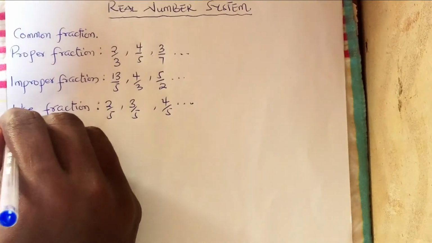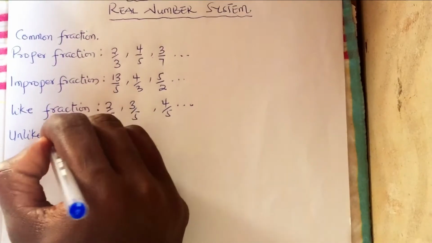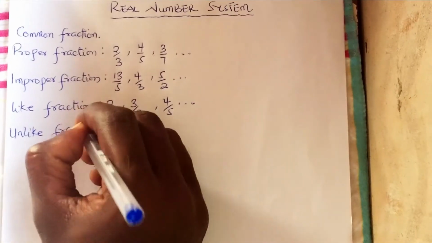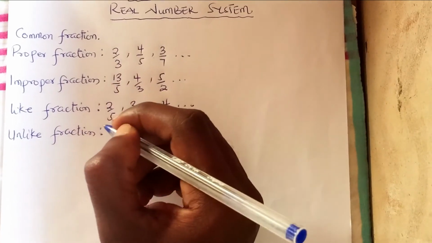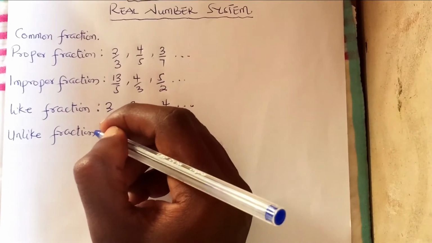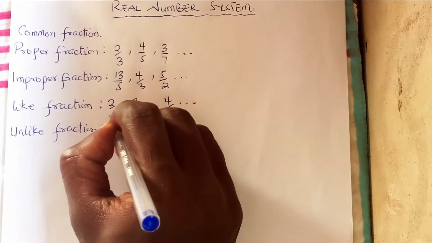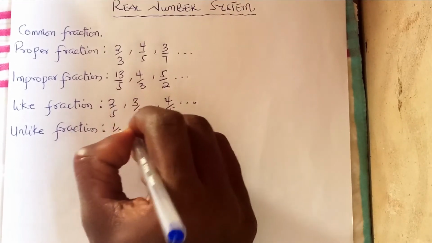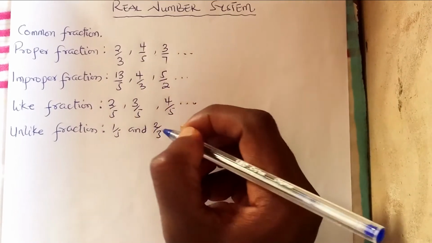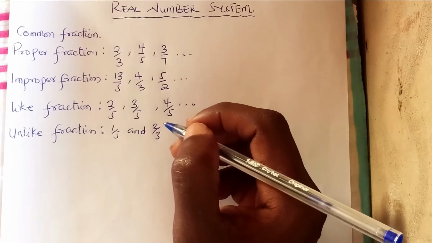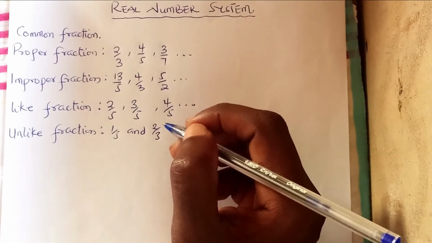Unlike fraction. Opposite of like fraction, they have different denominators. For example, we have 1 on 5 and 2 on 3. When we look at these two fractions, since the denominators are different, they are unlike fractions.